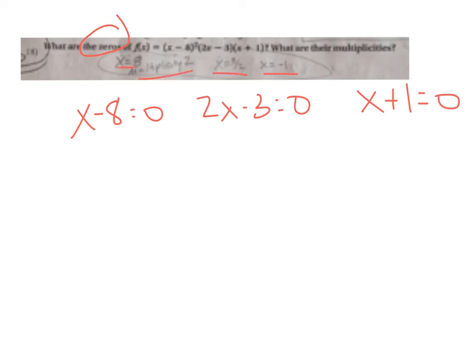The only reason this has a multiplicity of 2 is because it has an exponent of 2. Otherwise, you could write that these have a multiplicity of 1, but it's not necessary. We really only state the multiplicity when it's greater than 1.